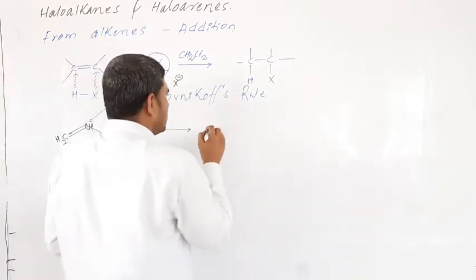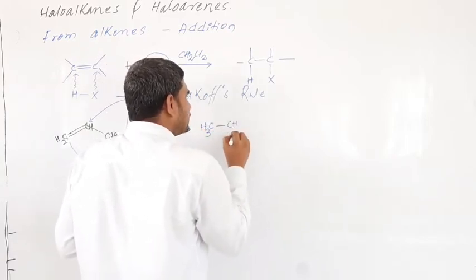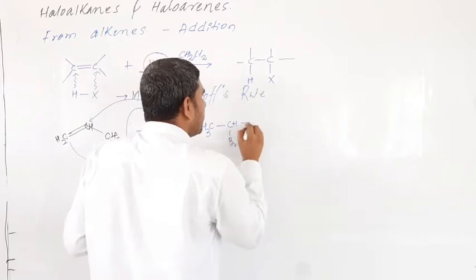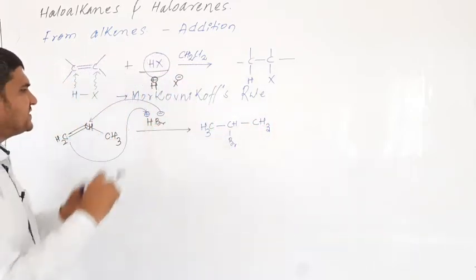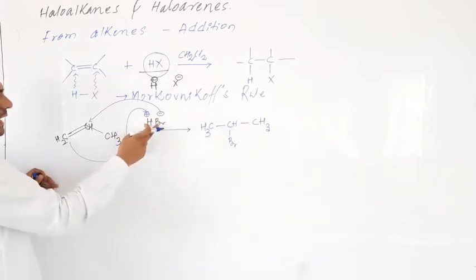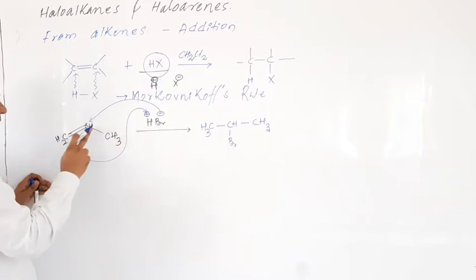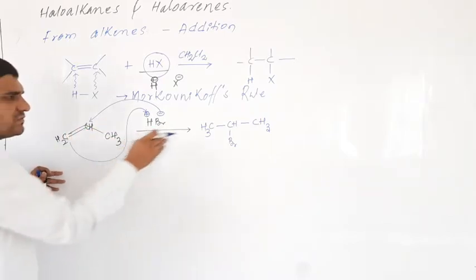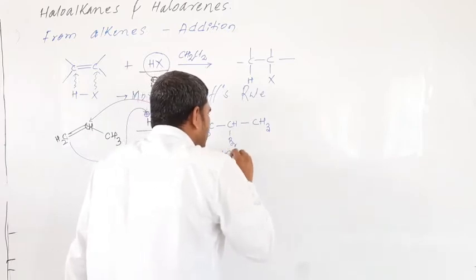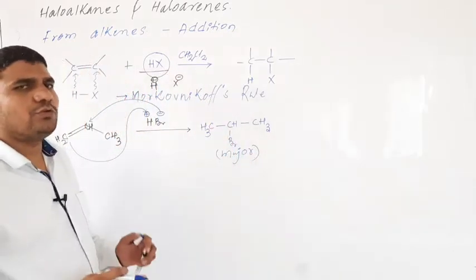What is the product? The product is CH3-CHBr-CH3, 2-bromopropane. One more product is formed. What is that? Br attached to the carbon containing maximum and H plus attached to the carbon containing minimum, that is a minor product, but this one is the major product. This addition takes place according to which rule? Markovnikov's rule. We should know these things.